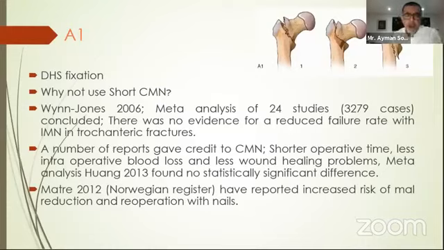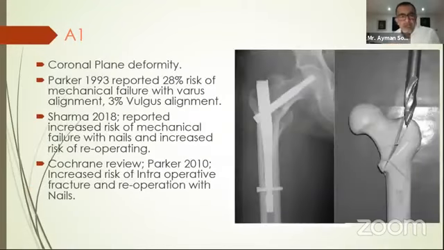So why do I choose the DHS? Because this is a recommendation of NICE. Number two, I worry about this particular scenario. Coronal plane deformity is a major problem with these fractures, and Parker in 1993 reported a 28% risk of mechanical failure in varus alignment. So you must avoid varus alignment in trochanteric fractures at all costs.